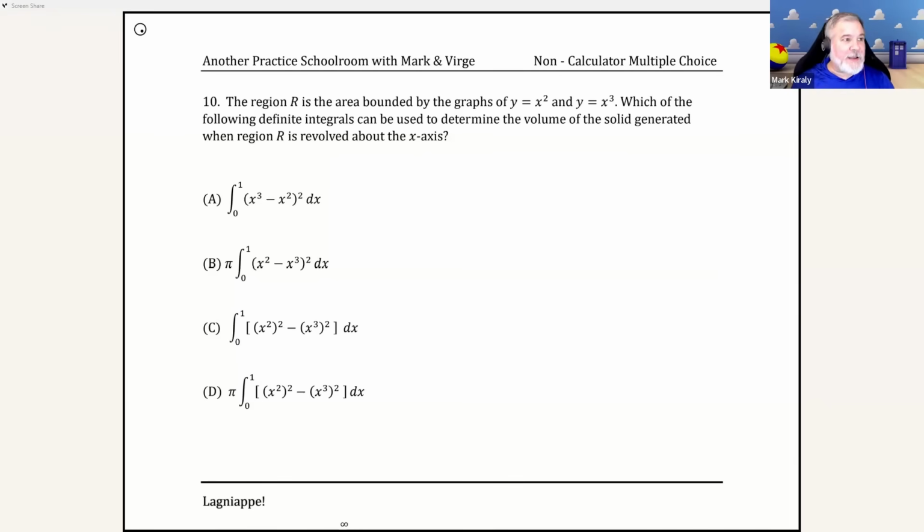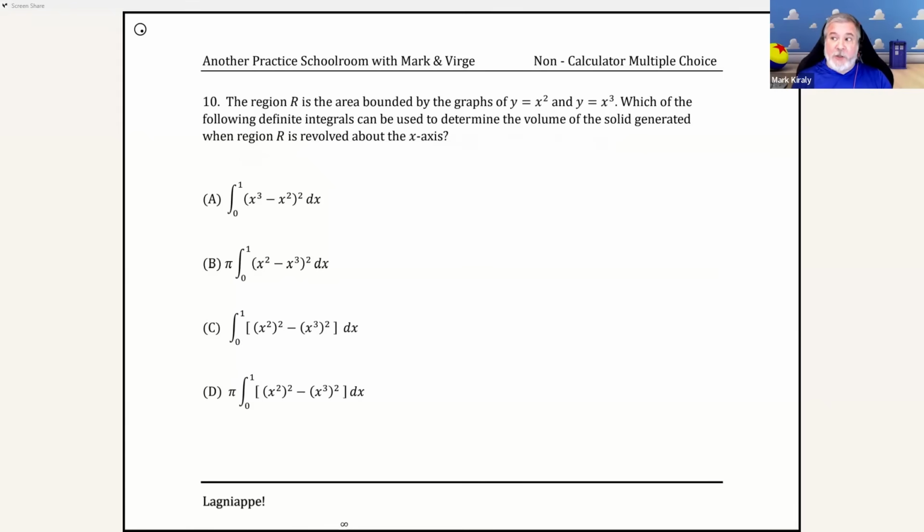All right, number 10, kind of staying in our unit 8 material, of area and volume. It says the region R is the area bounded by the graphs of y equals x squared and y equals x cubed. Which of the following definite integrals can be used to determine the volume of the solid generated when region R is revolved about the x-axis? So we don't have to find the actual volume this time. That's nice.